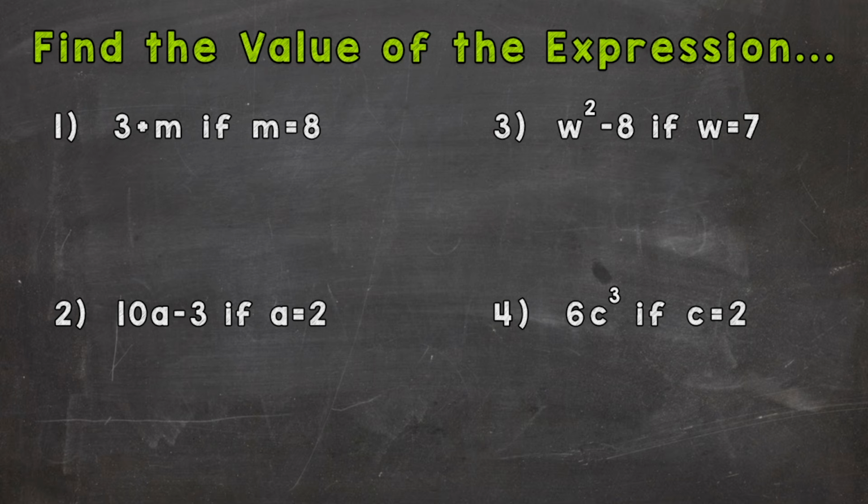So we would read this: find the value of the expression 3 plus m if m equals 8. So that m within our expression is our variable, our missing piece. Well, we are given how much that m is worth right here. m equals 8. So in order to solve, we need to plug that 8 in for the m.